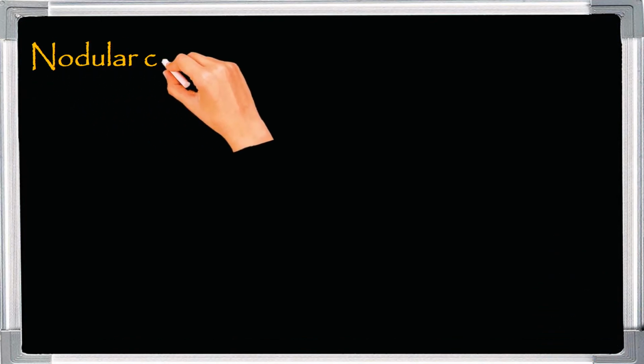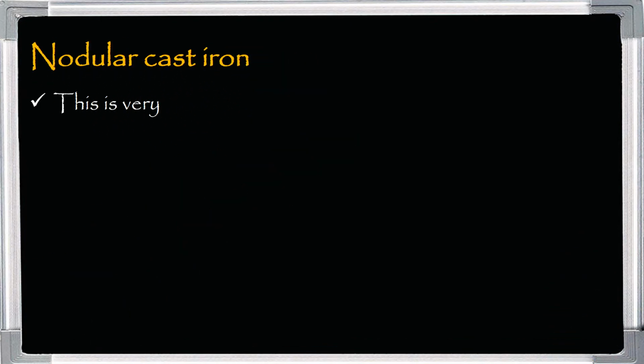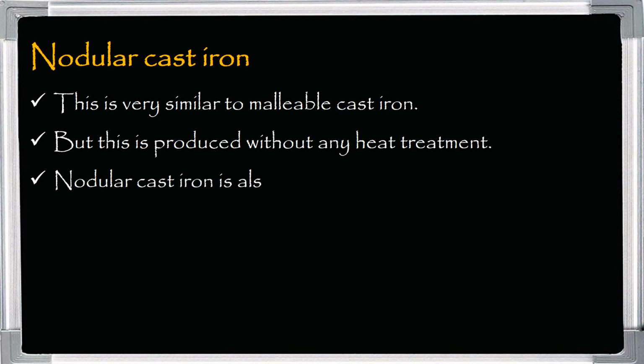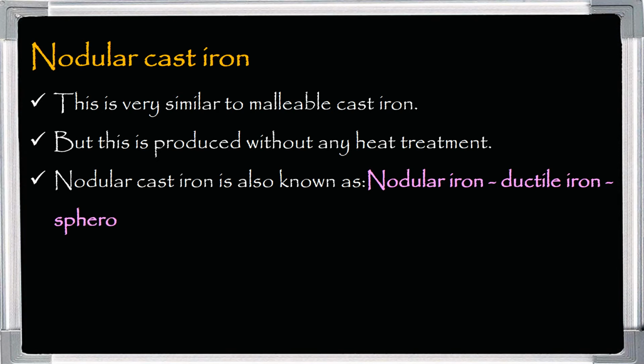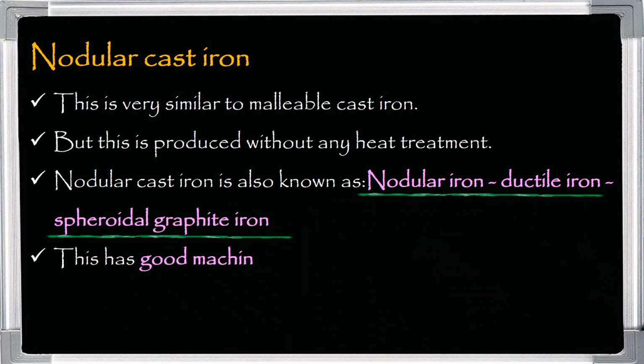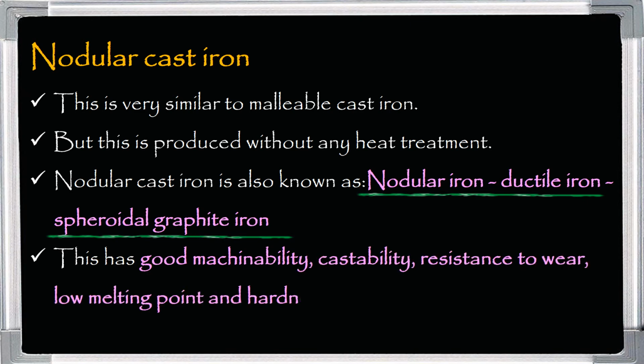Next, let us see what is nodular cast iron. This is very similar to malleable cast iron, but this is produced without any heat treatment. Nodular cast iron is also known as nodular iron, ductile iron, spheroidal graphite iron. This has good machinability, castability, resistance to wear, low melting point and hardness.